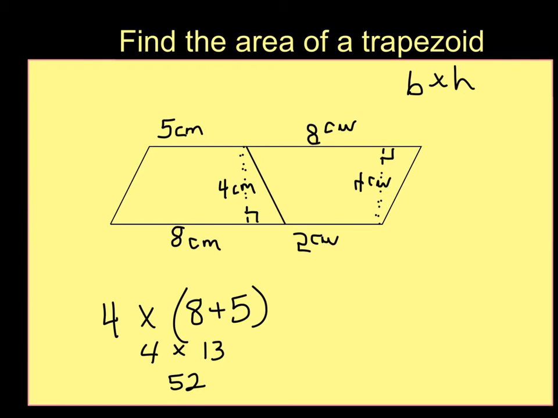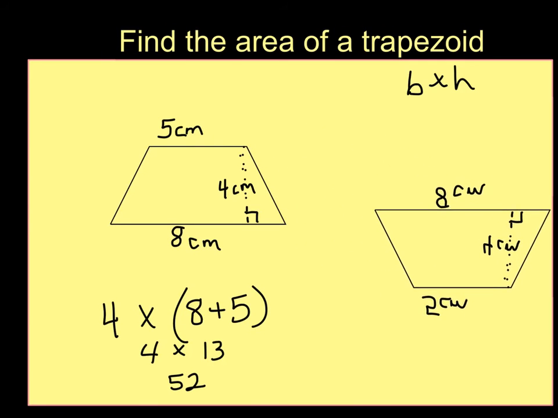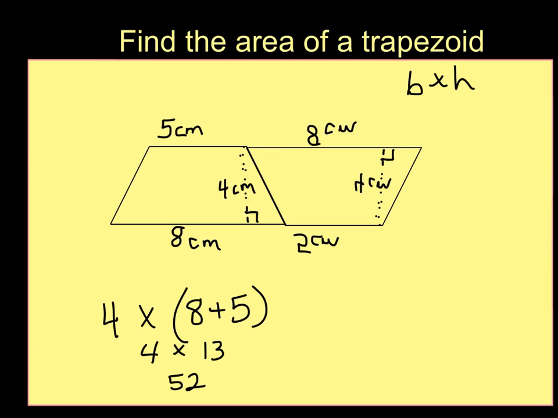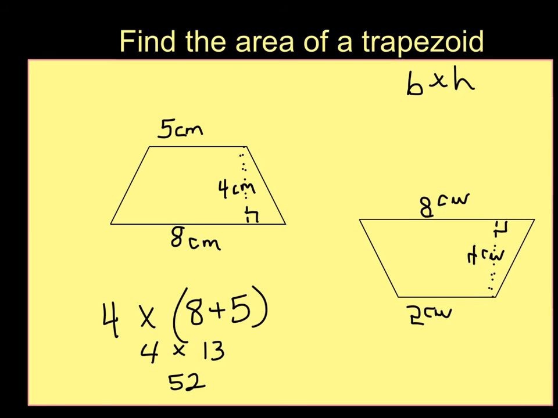But keep in mind, this trapezoid was really only half of the parallelogram, right? So to find the area, I'm going to do the exact same thing that I just did, but I'm going to take a half of it. So I'm going to put 1/2 of 52, which would be 26. So the area of this trapezoid is 26 centimeters squared. And then this one would also be 26 centimeters squared, which is why when we put them together, the area would be 52.